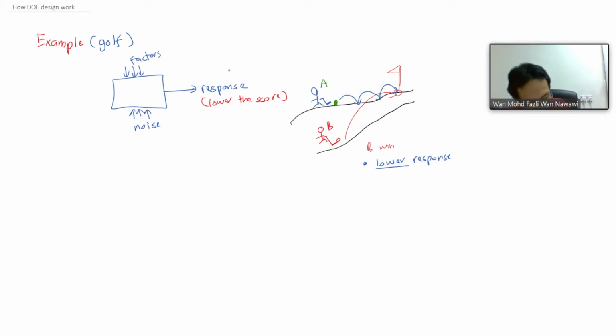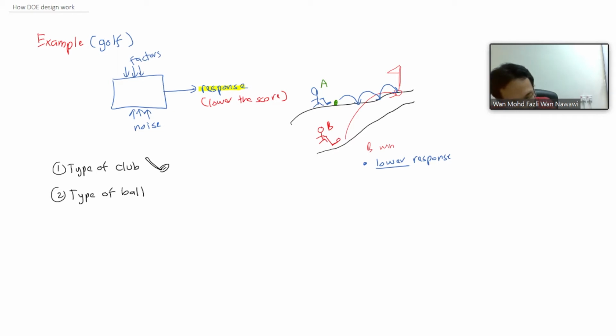So now once we know the response, which is to lower the score, we need to find the factors that can influence this response. There are many factors. Let me just list them down first. Let's say the type of club used, and it can also be the type of ball, as possible factors.